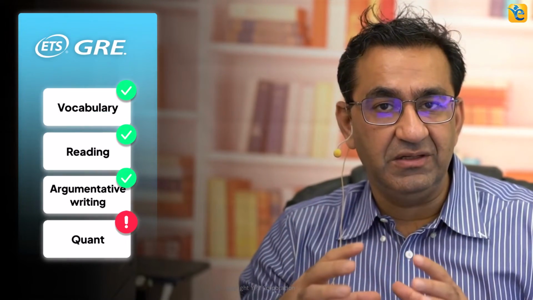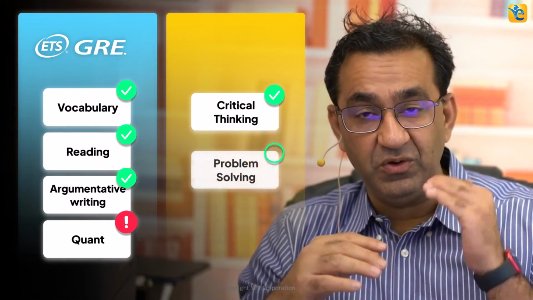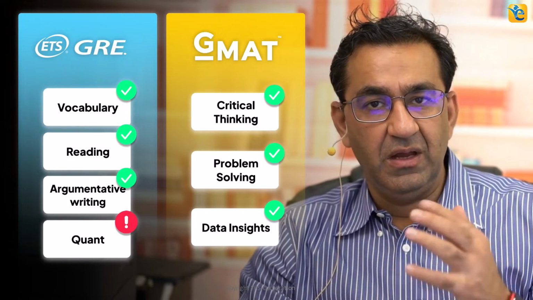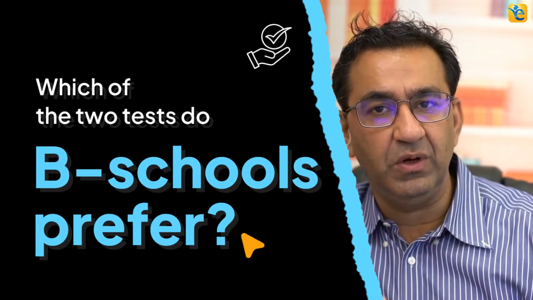So, from a skill standpoint, if you're strong in vocabulary, reading, and argumentative writing, but weak in quant, the GRE might be easier for you. But if you're better at critical thinking, problem solving, and data insights, the GMAT might be a better fit. Now, this is purely from the standpoint of your test-taking ability. Next, let's understand what it is that B schools prefer.